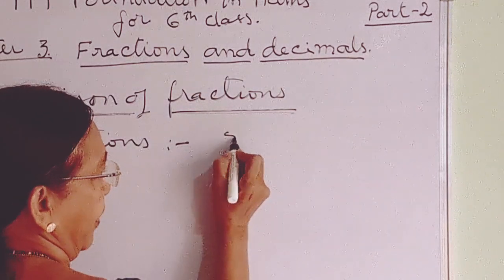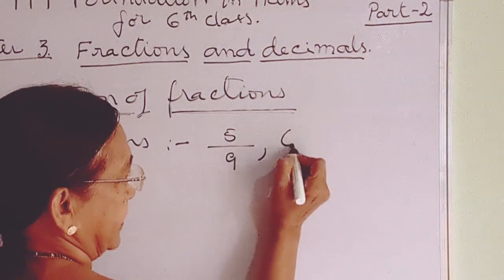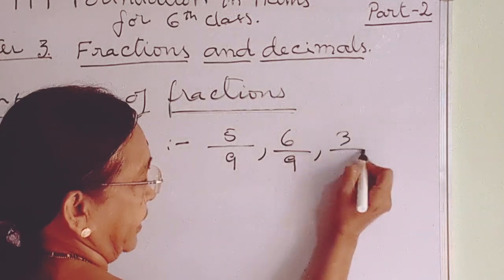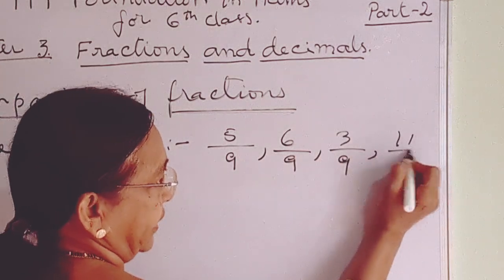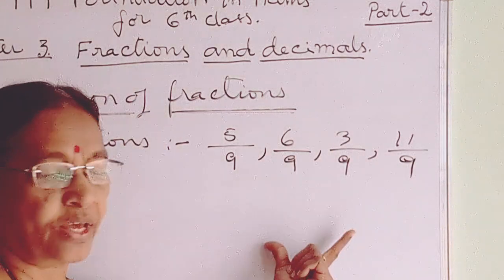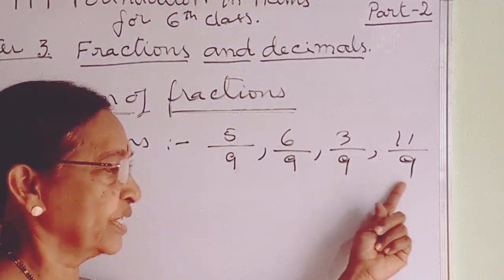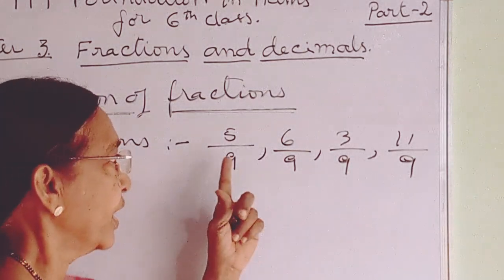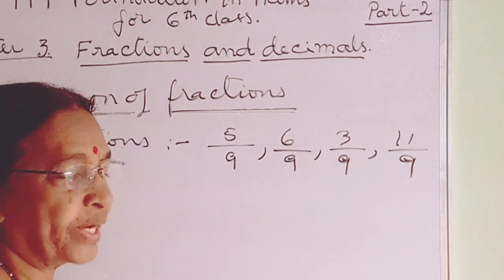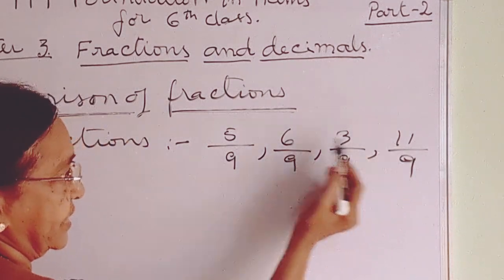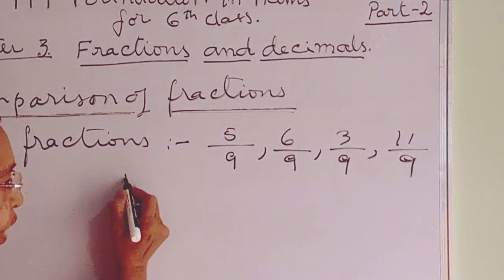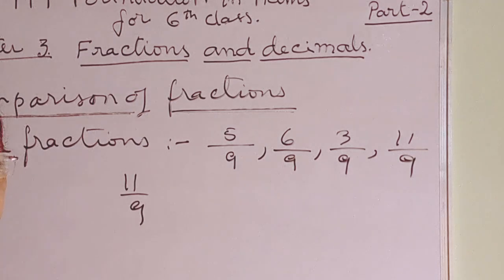For example, 5 by 9, 6 by 9, 3 by 9, 11 by 9. All these are like fractions. The denominators are the same. In these like fractions, whose numerator is greatest? Here 11 is the greatest of all the numbers. So 11 by 9 is the greatest fraction.